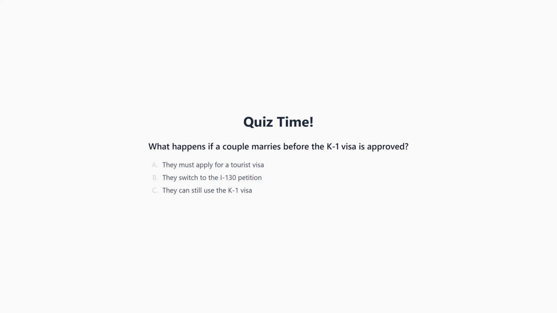Here's a quick quiz for you. What happens if a couple marries before the K-1 visa is approved? Is it A. They must apply for a tourist visa, B. They switch to the I-130 petition, or C. They can still use the K-1 visa? You may pause the video now to think about the answer. We will discuss the answer in the next section of the video.